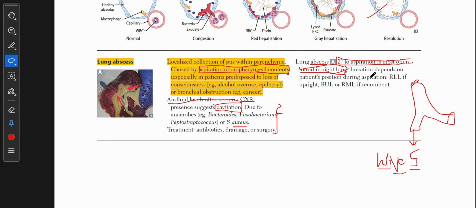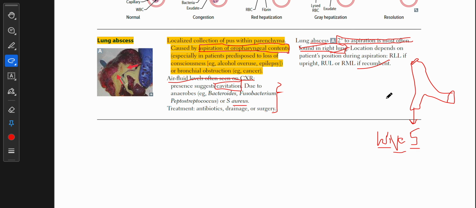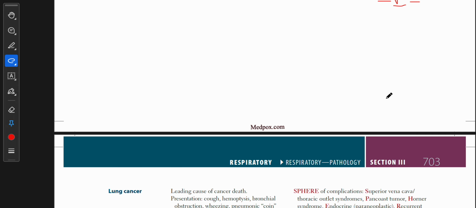Its location depends on the patient's position during aspiration: right lower lobe if upright, and right upper lobe if recumbent. So if a patient is in an upright position, that will cause the aspiration to go to the right lower lobe, obviously due to the gravitational effect, right?